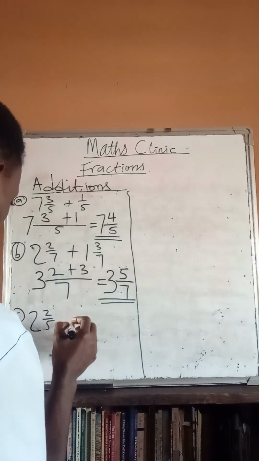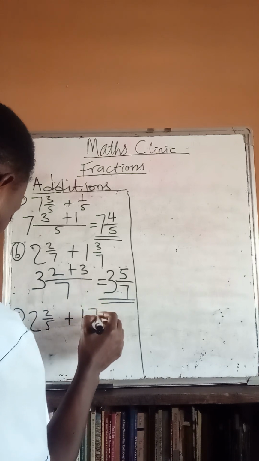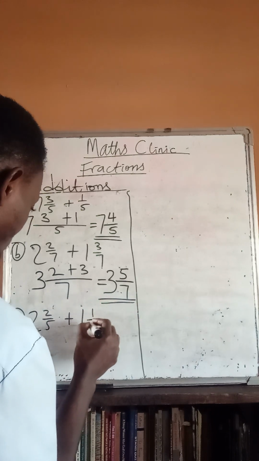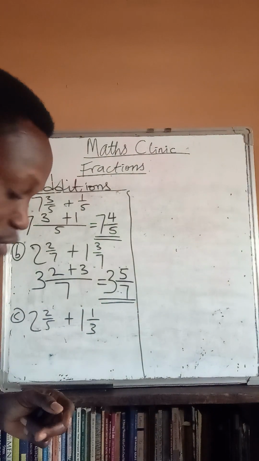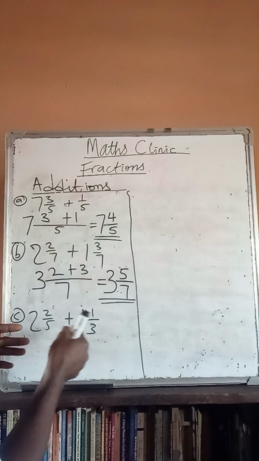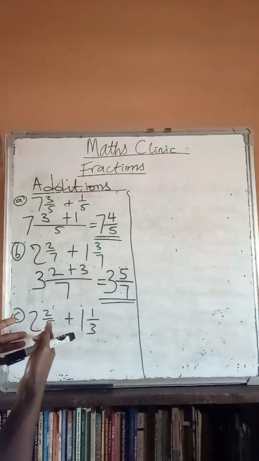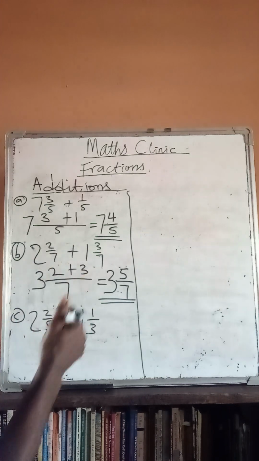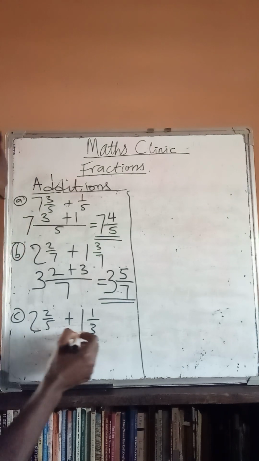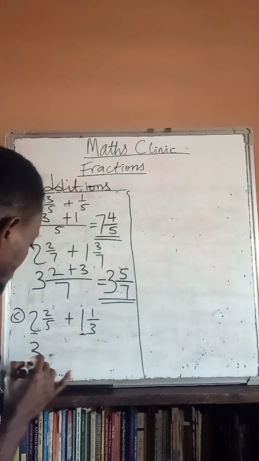2/5 plus 1 whole number, 1/3. Okay, this is where we have a little complication. Here we have 2 and 2/5 plus 1 and 1/3. You can still do it the same way: the whole numbers will be added together, 2 plus 1 will give us 3.